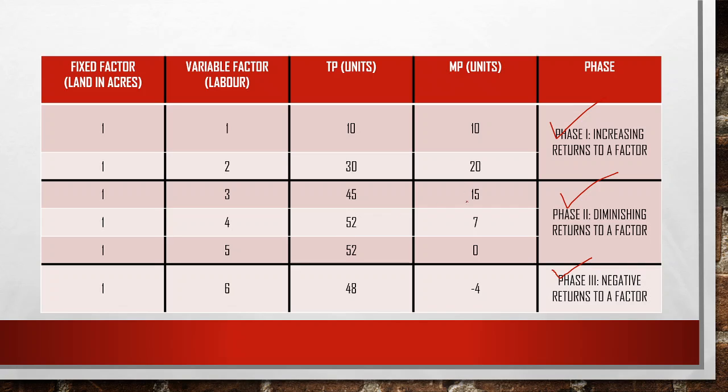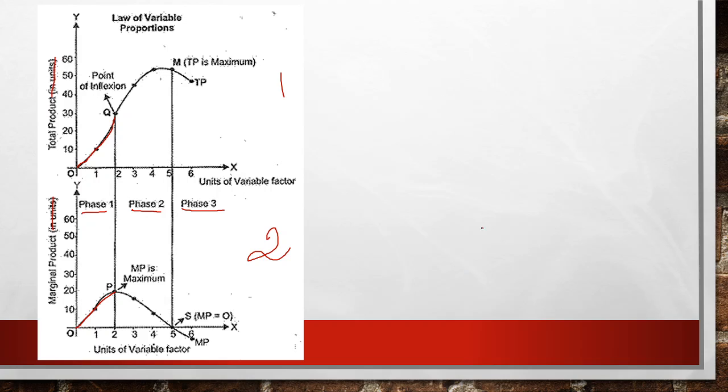But MP is falling. So here TP is increasing, no doubt it is increasing, but it is increasing at a slower rate, so it is a little bit flatter. This portion is very steep, right? Because TP is increasing at an increasing rate here, right?